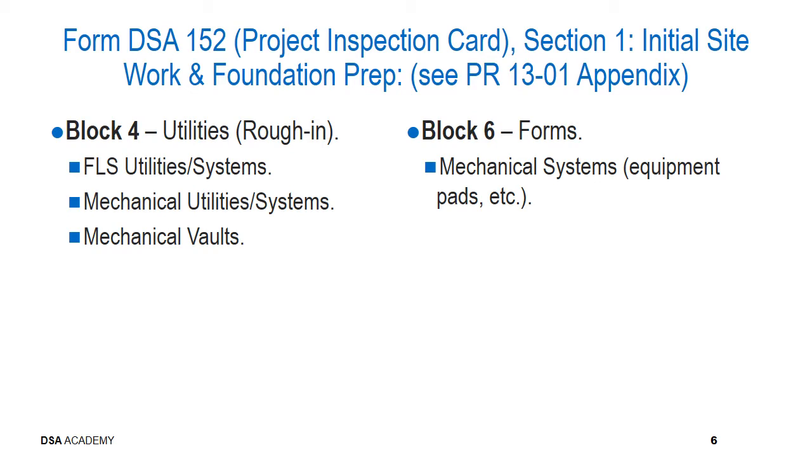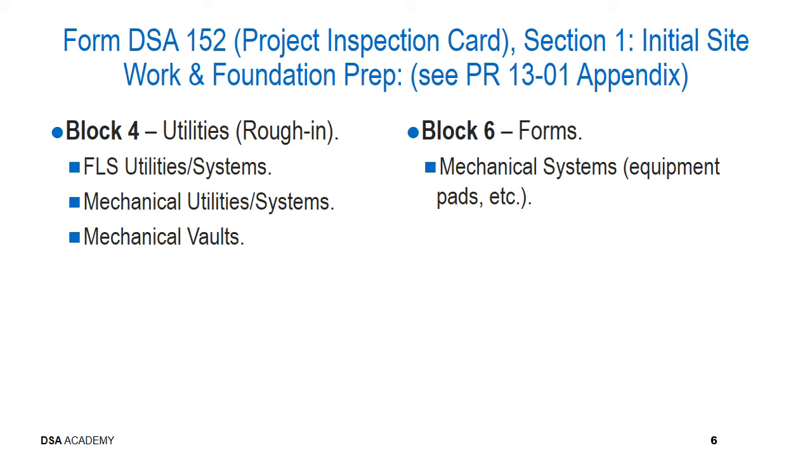Section 1 is titled Initial Site Work and Foundation Prep, and there are a variety of sections and blocks which may or may not be applicable to any number of construction projects that a project inspector would be observing. Also, some of these pieces of information, either sections or blocks or details associated with each of them, are also addressed in DSA's procedure 13-01, which is the construction review process description in the appendix.